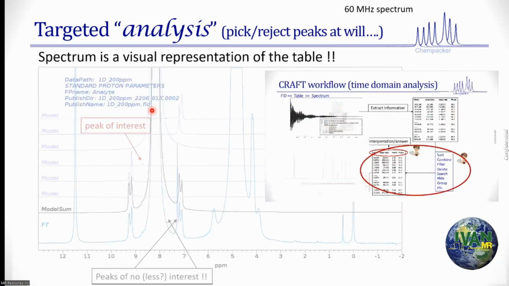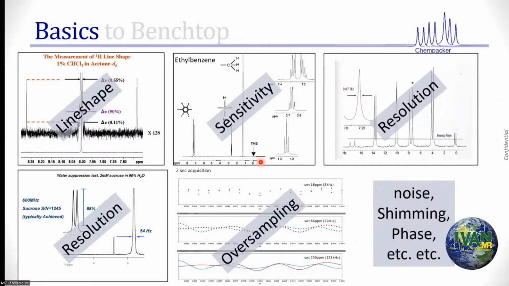The point being, if you are working in the tabular domain, you can take a peak, reject it, accept it. Suppression, no suppression. Water suppression, solvent suppression, just reject that peak. From a table, that's gone. So in this particular case, this huge peak there, reject it. Don't represent it, you don't care. And you can get rid of that. So this is the kind of workflow that you have if you are working in the tabular domain.